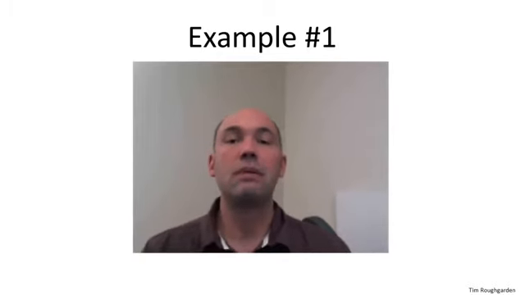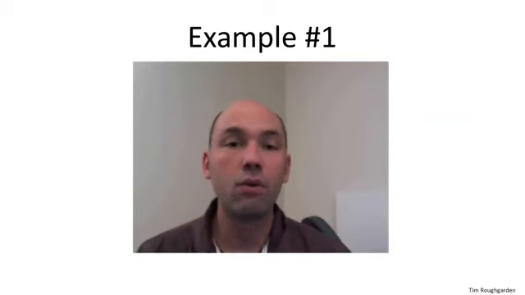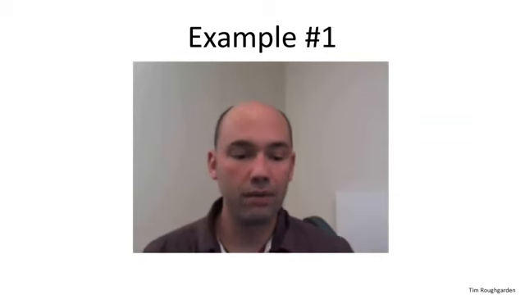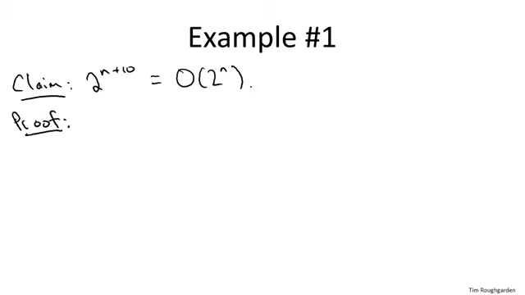So the point of this first example is to show how to formally prove that one function is big O of another. The function that I want to work with is 2 raised to the n plus 10. So it's the 2 to the n function that you're all familiar with, but shifted by 10. And the claim is that this function is big O of 2 to the n, so without the 10. How would one prove such a claim?